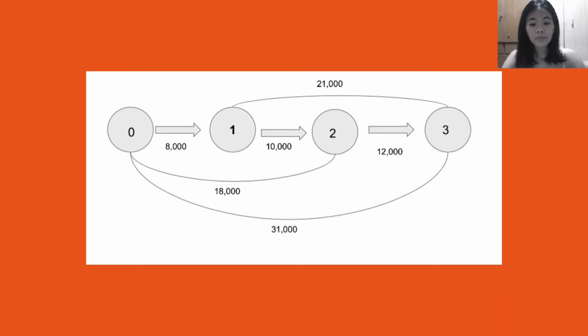However, if the company would buy the tractor a year from now and sell it at the second year, it will cost $10,000, and $21,000 should they sell it at the third year instead. Finally, if the company will buy it at the second year and decide to sell it at the third year, it will cost $12,000.